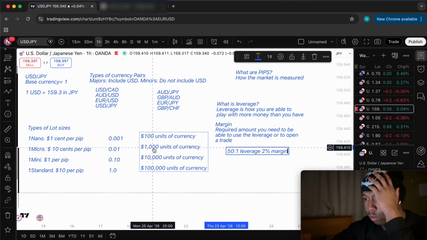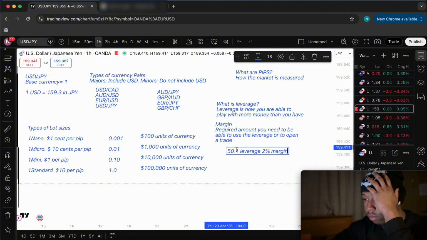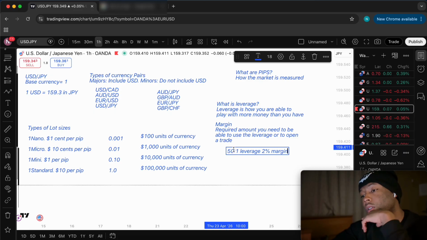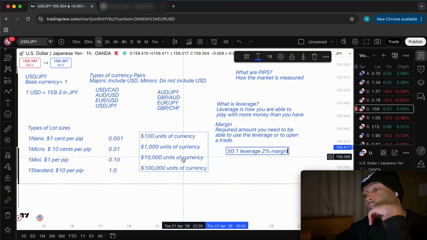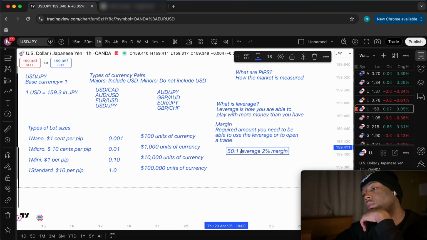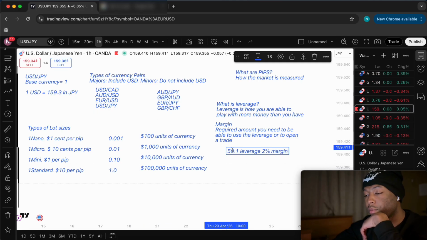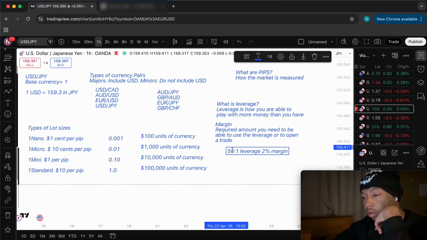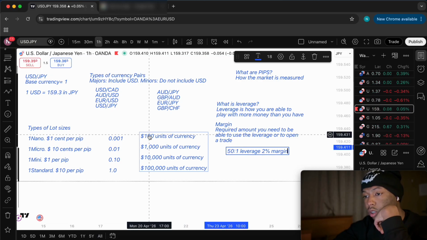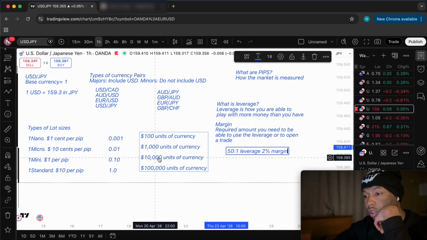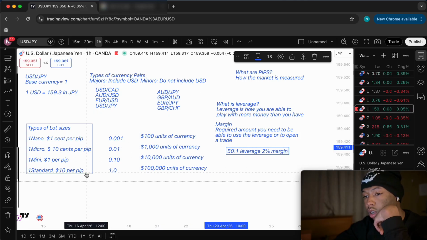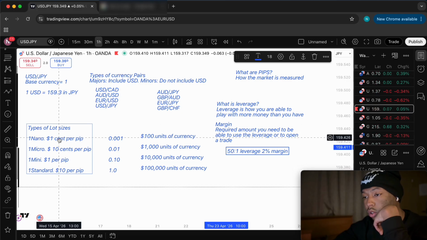Now, if you were to put $1,000 in your account, that would simply be 50,000 units that you can play with. If you were to put 10,000, for every 10,000, you'll be able to control a 500,000 position. For every 100,000, you'll be able to control a 5 million position. All right. So all you'll do is 100 times 50, 1,000 times 50, 10,000 times 50, 100,000 times 50, depending on what standard lot you're using, right?